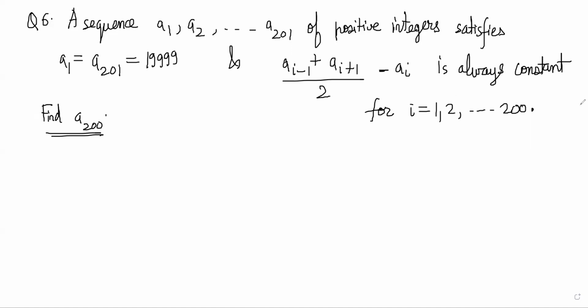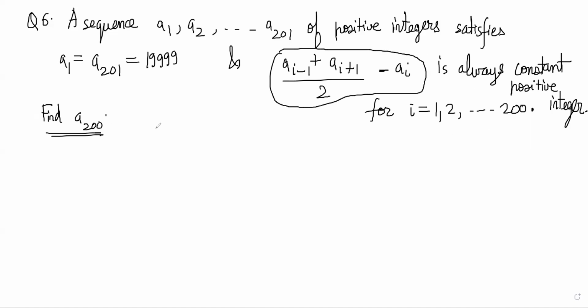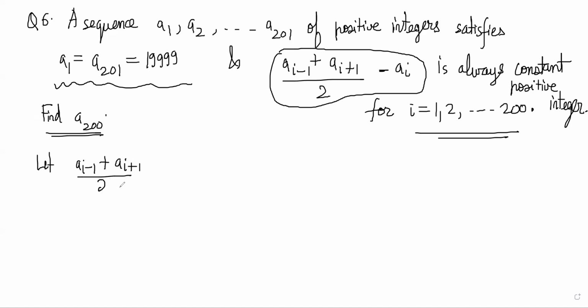Oh, by the way, I missed one thing: it is always a constant positive integer. So the question says that this quantity is always a constant positive integer for i goes from 1 to 200. And we are given two values, A1 and A201, and we have to find A200. So let's say (A_(i-1) plus A_(i+1)) by 2 minus A_i is equal to a constant C. C is a positive integer, right?